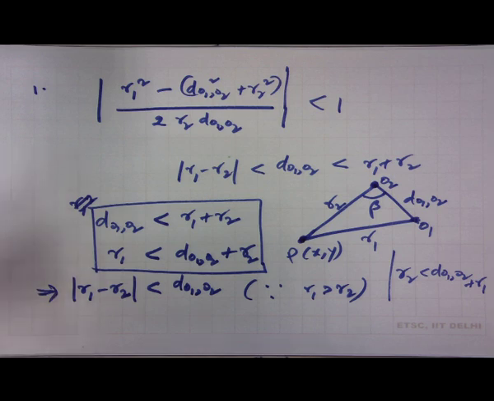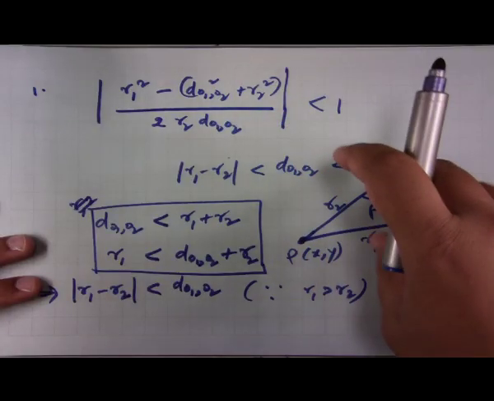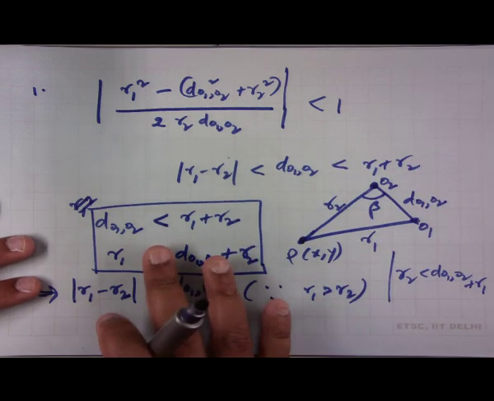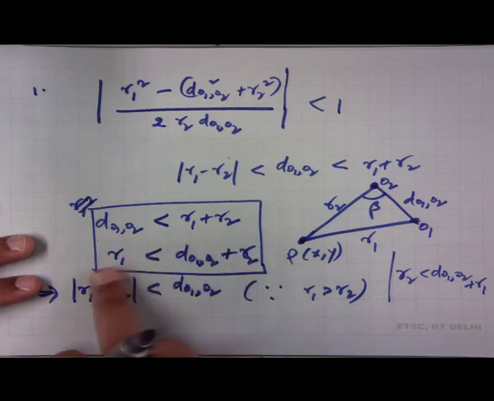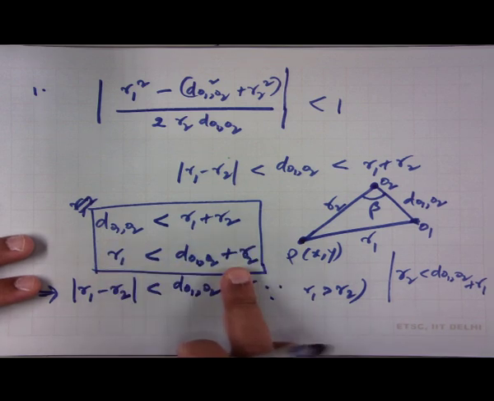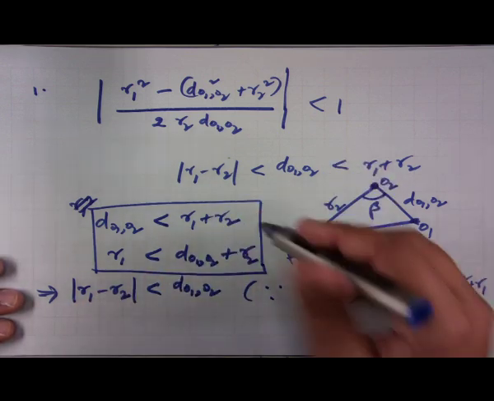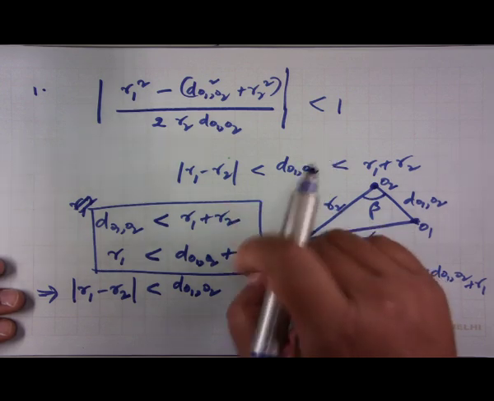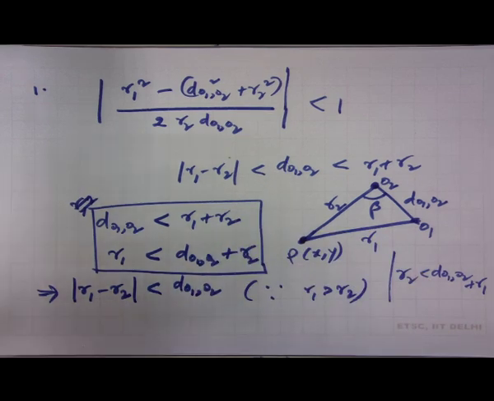So, let me again repeat the other argument. What we firstly showed was that using triangular inequality, we showed that this condition implies that these two must hold. Now, we will show the backward argument, that if we are only given these two conditions, then also these two conditions will imply that the two circles will intersect.